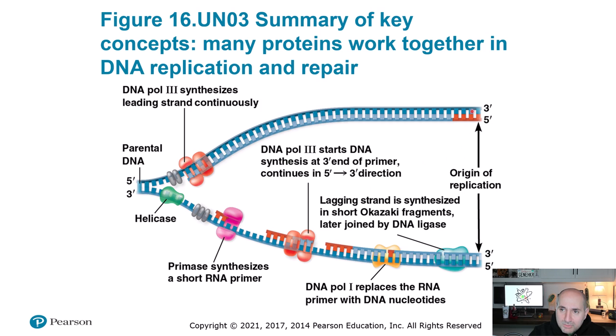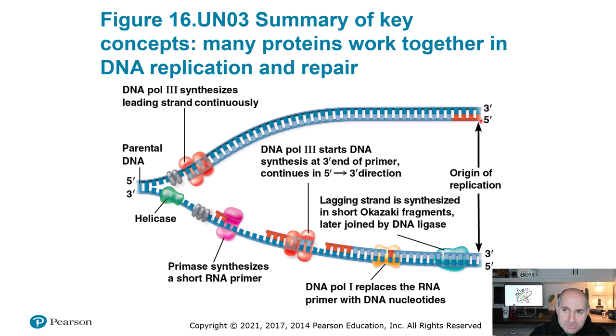an RNA polymerase, or primase, puts down a primer on the leading strand. You see the top strand here is going to serve as the leading strand. The bottom strand here is going to serve as the lagging strand. On the leading strand, one primer can be placed by RNA polymerase, also known as primase.